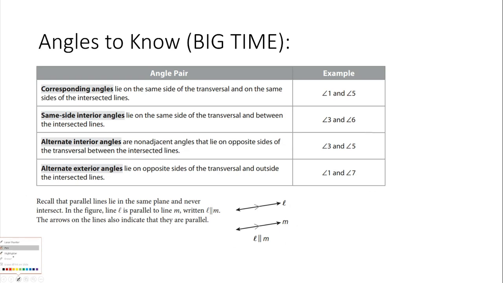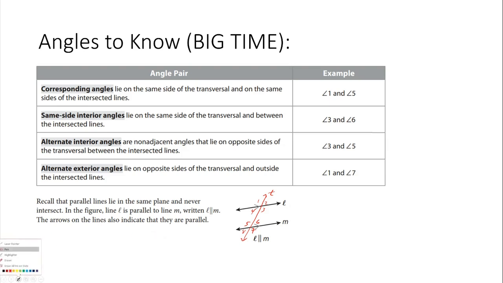First things first, let me draw a transversal going through these two parallel lines. So here's my transversal. It's cutting through lines L and M. We're going to say this is angle 1. This is angle 5. This is angle 3. This is 6. And 7 exterior, and I guess that would be 8, and 2, 1, 2, 3, 4. I'm just numbering all my angles for the situation.